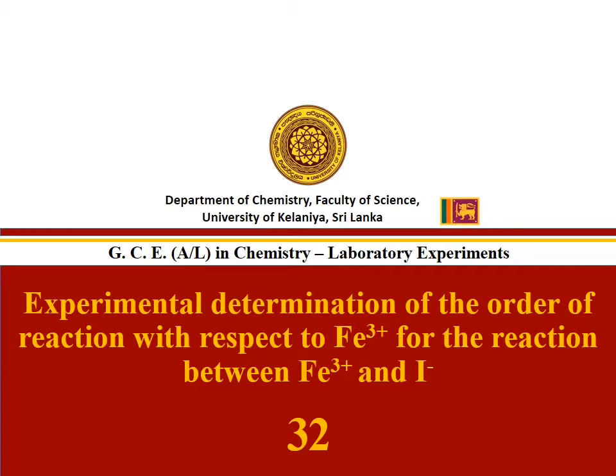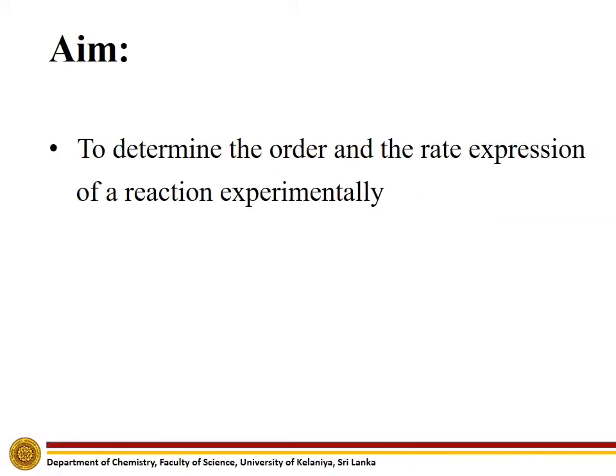Experiment number 32. Experimental determination of the order of the reaction with respect to ferric ions for the reaction between ferric and iodide ions. The aim of this experiment is to determine the order and the rate expression of a reaction experimentally.